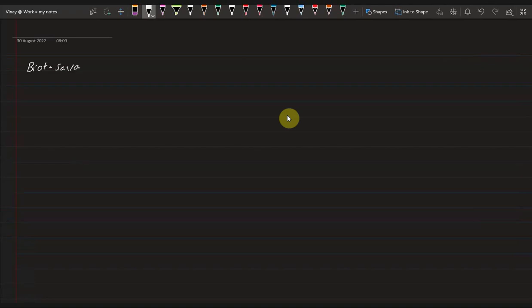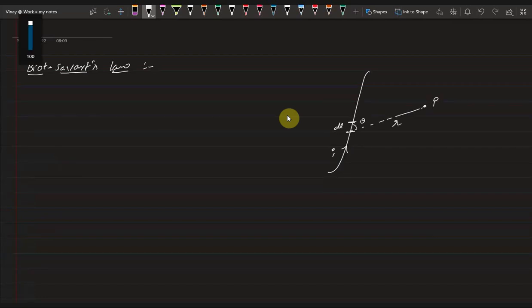For example, if I take a current carrying conductor which is carrying the current I, I'll take a small portion of the conductor which is taken as dl, and I will take a point P, which is at a distance r, and I will take this angle as theta. Then, according to the Biot-Savart law, the magnetic field dB at this point is directly proportional to the current passing through the conductor.